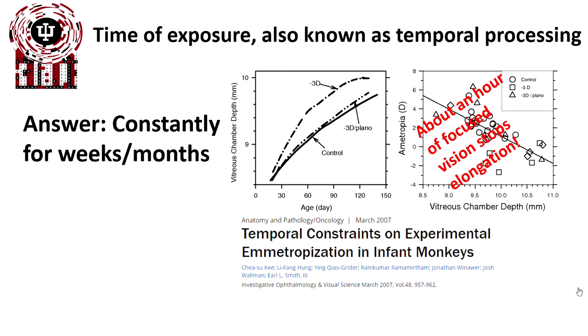So what does this tell us? First of all, that we need long periods of constant viewing of a target. About an hour of focused vision stops elongation, so any constant signal that's there for weeks and months is a potential for changing our emmetropization or increasing myopia or hyperopia. Short periods of clear vision, though, clear that up and prevent that.